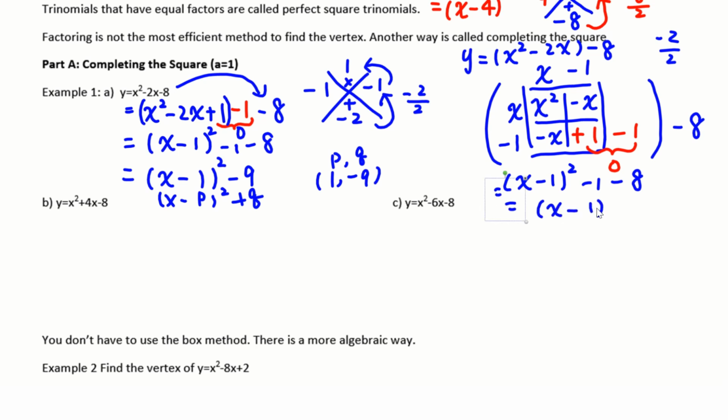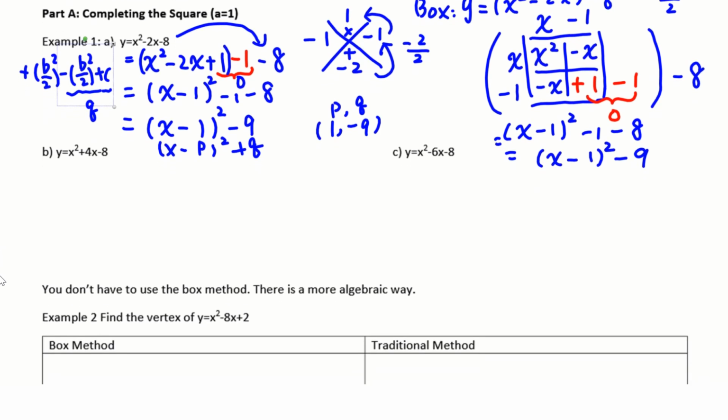So you could pick method 1 or method 2, whichever one you like. This is the box method, and this one is kind of like the traditional method. Just rewrite plus half b squared, then minus half b squared. Then we combine the minus half b squared with the c value, that is your constant q. Okay, so this is the first method, this is the second method. And after that, we are going to just practice.